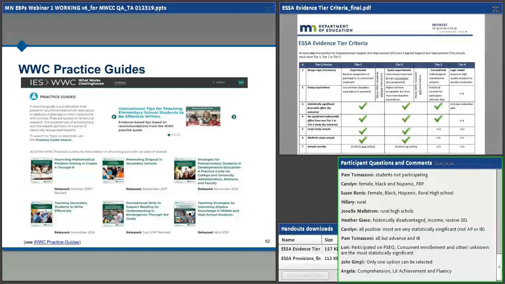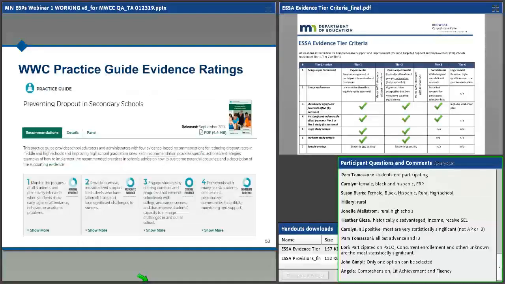You see a set of guides that are PDF files with general topic areas, similar to the landing page of the What Works Clearinghouse, or of the Find What Works database. You see, for example, that the second guide is around preventing dropouts in secondary schools. And if we open that up, we see immediately in the landing page a number of practices with evidence ratings. So here we see 4 different practices described in the Preventing Dropout in Secondary Schools practice guide.